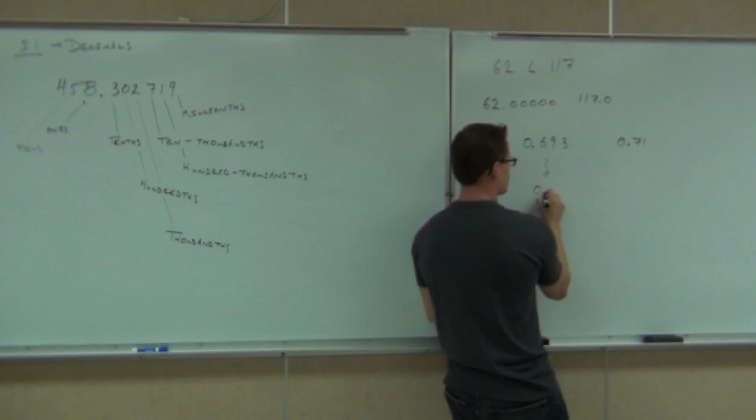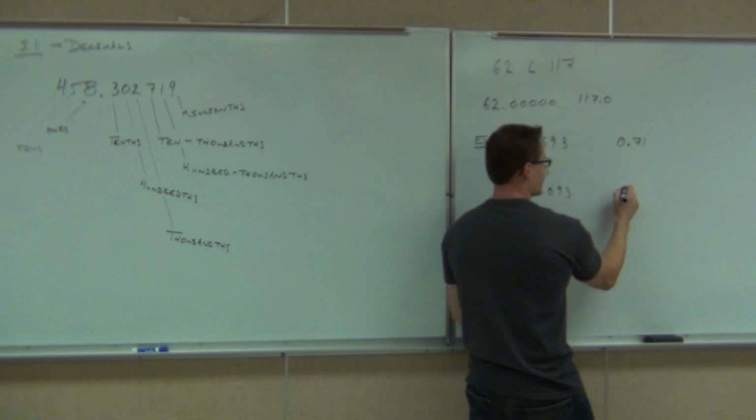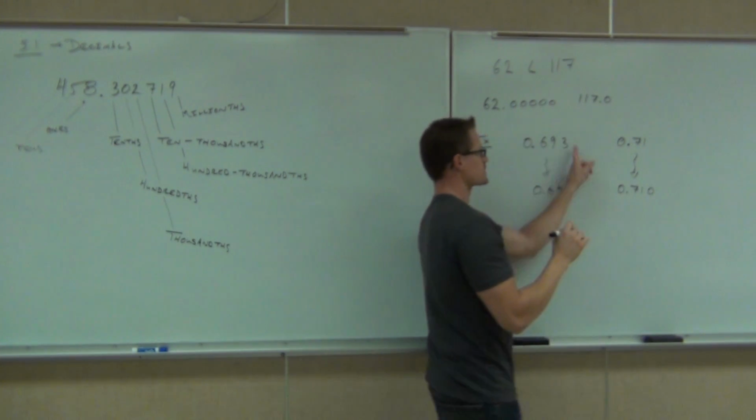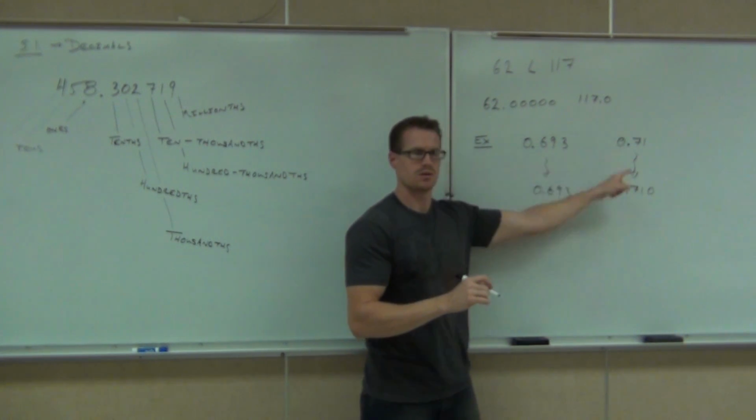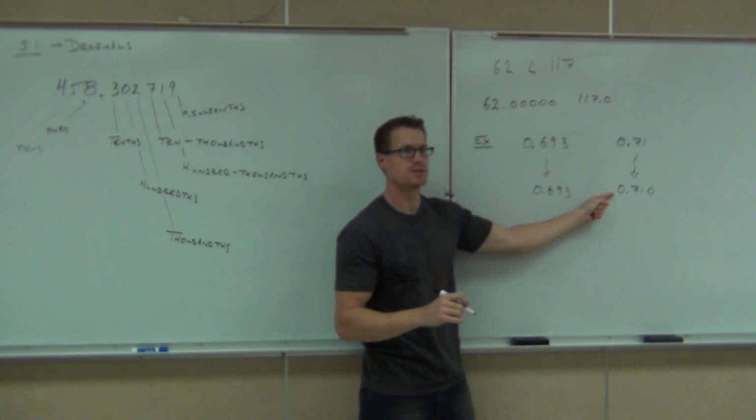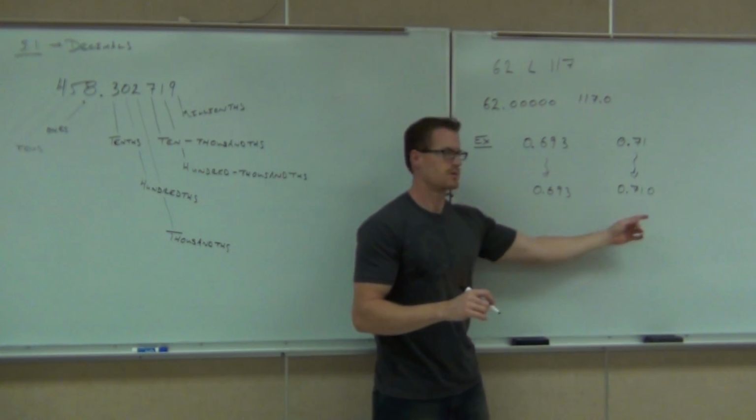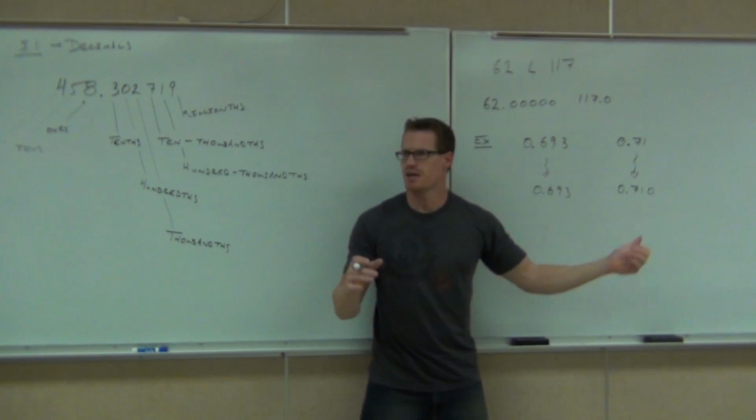So I could have 0.693 and 0.710. Are these the same values? Yes. Is this the same as that? Yes. Definitely. Is this the same as that? Yes. Which one's bigger now? .710. It's easier to see when you make them the same length.